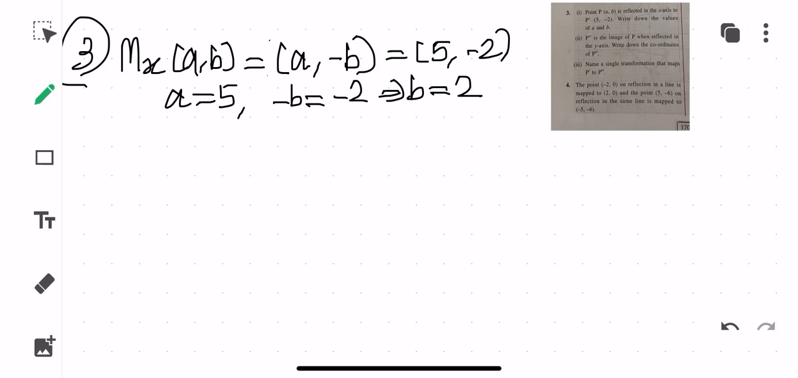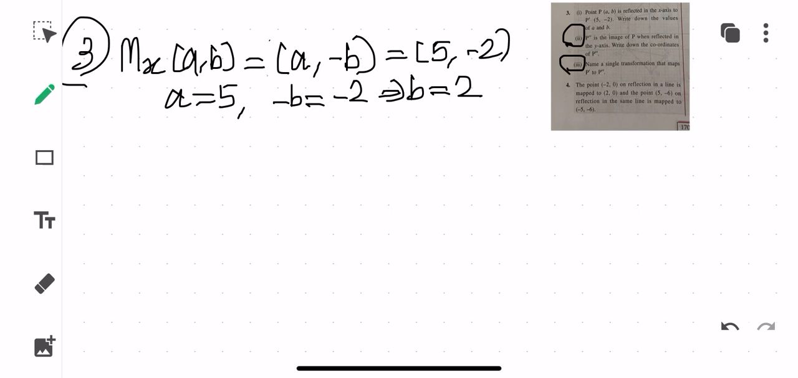For the second sub question, they are asking what? P double dash. Okay, so this is an easy one. The second question you can take as homework, children. And third, name the single transformation that maps P to P double dash. So again, similar types of questions are coming in, children. So you can take this as homework as well.